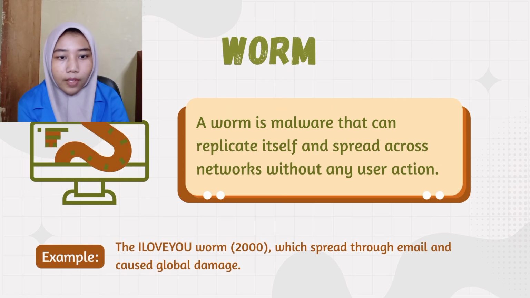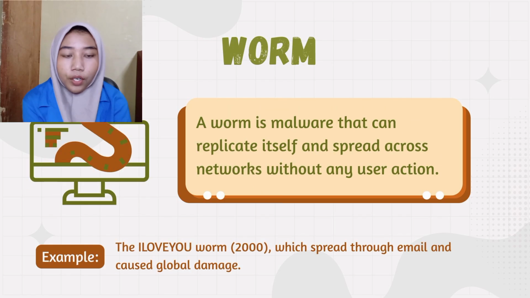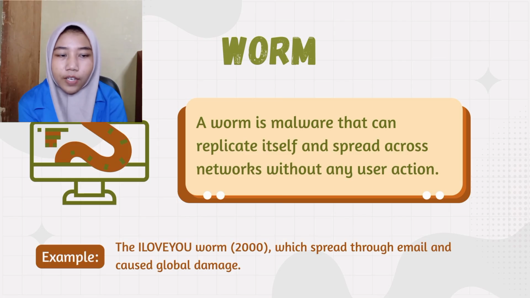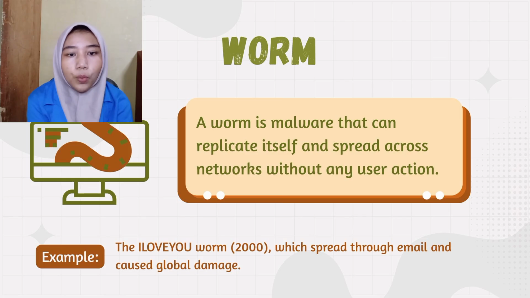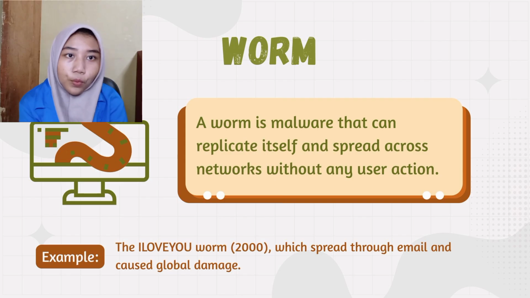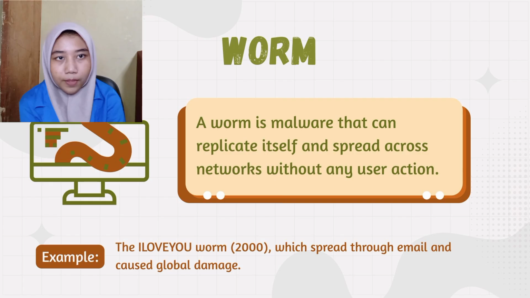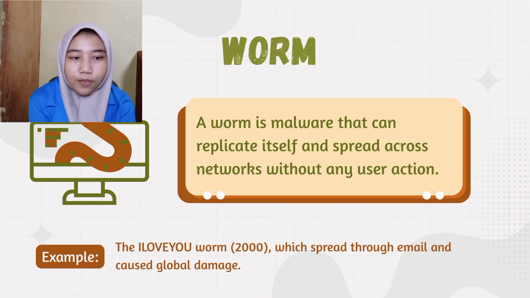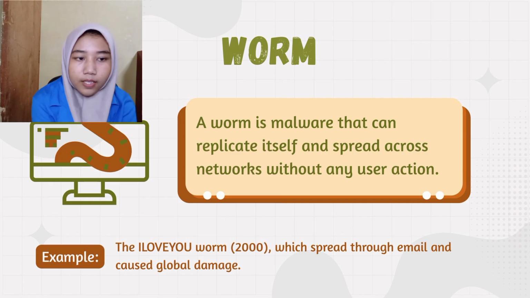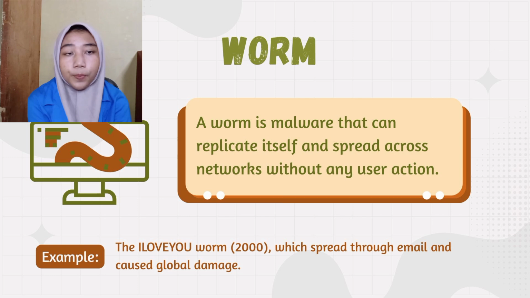Worm. A worm is a malware that can replicate itself and spread across networks without any user action. Example, the I Love You worm, which spread through email and caused global damage. Unlike viruses, worms don't need to attach to existing files and can spread autonomously.